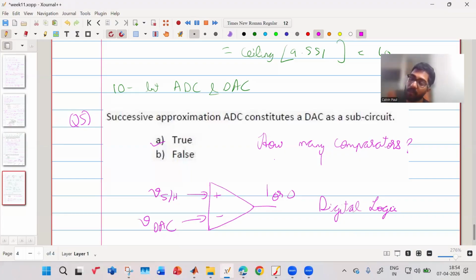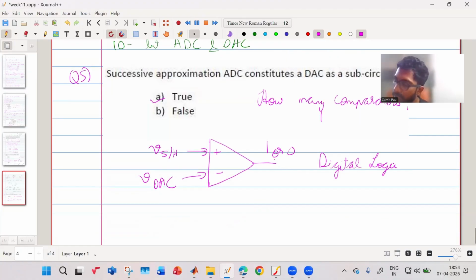You have also learned various things, like finite state machines, and how you go from one state to another, the evolution. All this you could use to generate the digital logic. But to generate the analog value, you need a DAC. That is inside your successive approximation ADC.